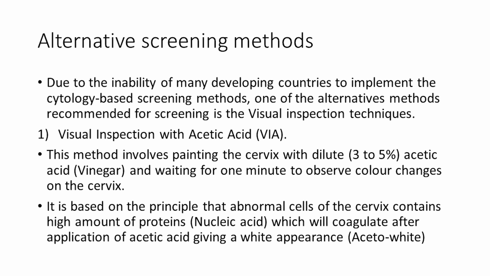Due to the inability of many developing countries to implement the cytology-based screening program, which is the pap smear, one of the alternatives recommended for screening is the visual inspection technique. One of them is visual inspection with acetic acid. In this method, you paint the cervix with dilute 3 to 5% acetic acid, also known as vinegar. Then you wait for 1 minute to observe color changes on the cervix. It is based on the principle that abnormal cells of the cervix contain a high amount of protein and nucleic acid, which coagulate after application of acetic acid, giving a white appearance known as aceto-white appearance.